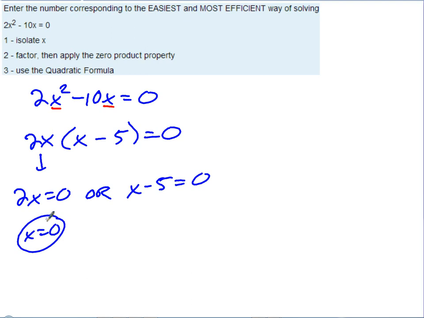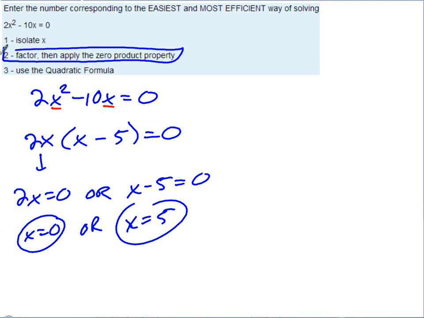In fact, that's always going to be the case. When I can factor out a variable with or without a constant, if I can factor out a variable from each term, then I'm absolutely guaranteed that I'm going to end up getting x equals 0 for one of my solutions, for the reason that we just saw. Or, over here we get x equals 5, right? And so clearly, by far the easiest way to do this is factor.